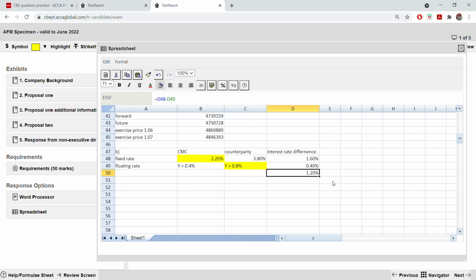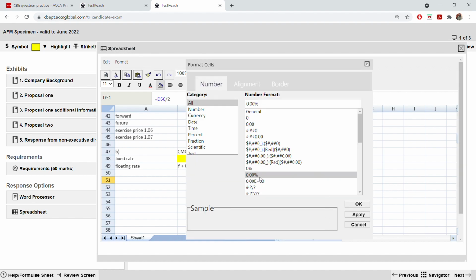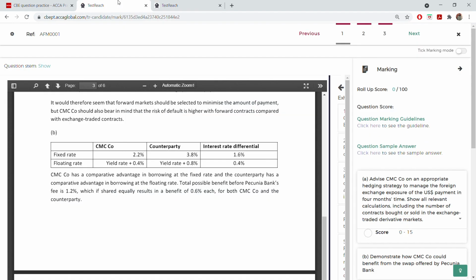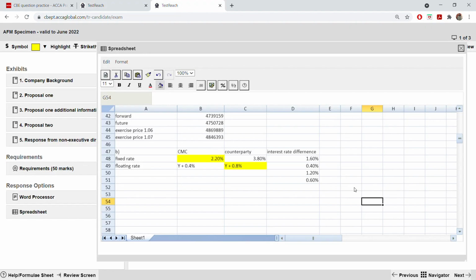What is bank fees? It's 20 basis point. But this has to be divided equally among the two parties. So divided equally, it will be this. Sorry, this divided by 2 because gain is divided to 60. Take it in percentage. 0.6% is the gain. Okay, it's a gain.